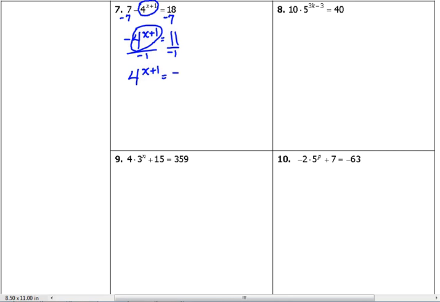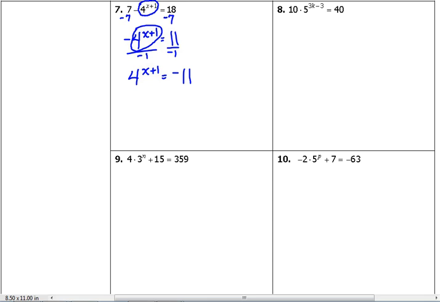4 to the x plus 1 is equal to negative 11. So we ask ourselves, can we write that so that we have the same base on both sides? Obviously the answer is no. Does anything look a little weird about this one? It's equal to a negative number.